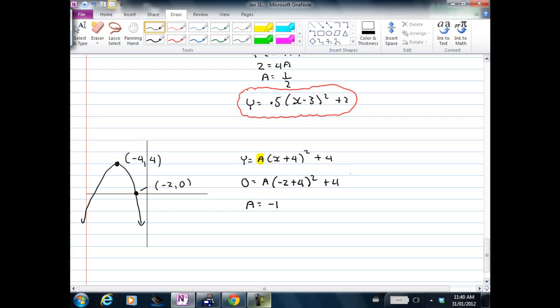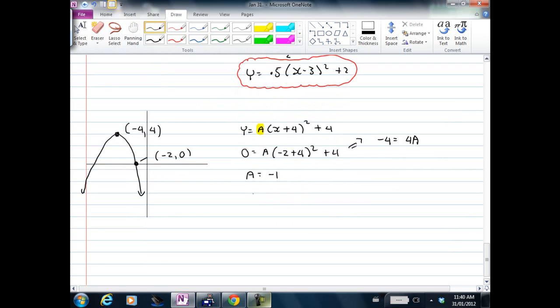Okay. And if you're lost, say, Mister, how do you do it? You go negative 4 equals 4A. This thing simplifies into 4A. Move the 4 over, and that becomes negative 4. So do not leave it like that. You're going to rewrite it as y equals negative 1, open bracket, x plus 4, squared, plus 4. See? Hey, look, minus 1. My graph faces upside down, so I know I have to do it right.